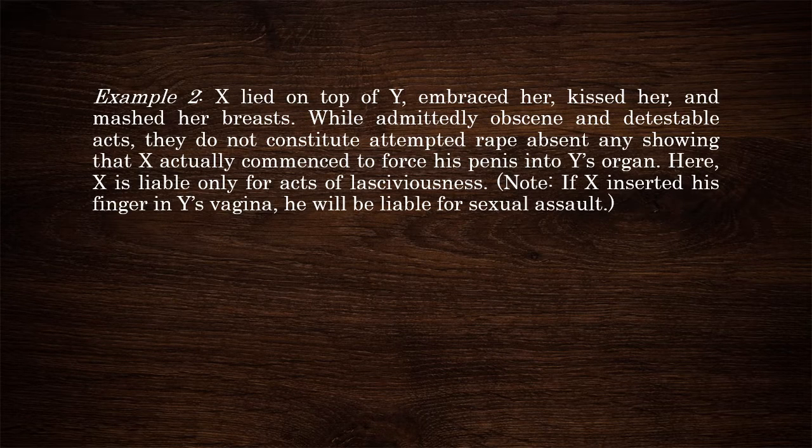Example number 2. X lied on top of Y, embraced her, kissed her, and mashed her breasts. While these are obscene and detestable acts, they do not constitute attempted rape. Why? Because there was no showing that X actually commenced to force his penis into Y's sexual organ. Here, X is liable only for acts of lasciviousness. Take note, however, that had X inserted his finger in Y's vagina, he will be liable instead for the crime of sexual assault under the second paragraph of Article 266-A.